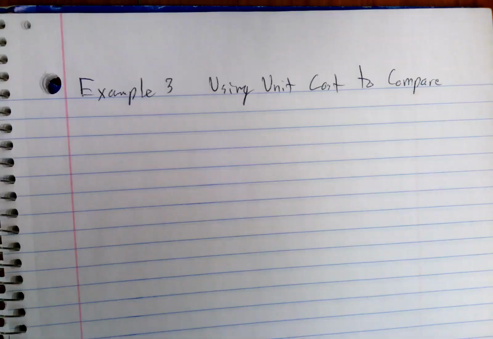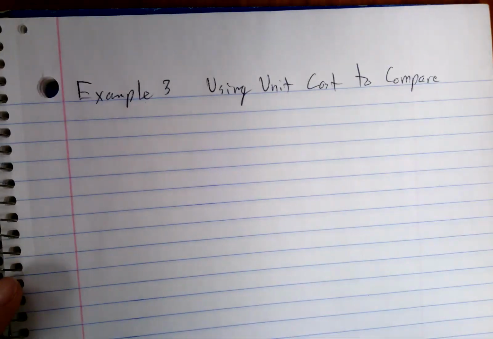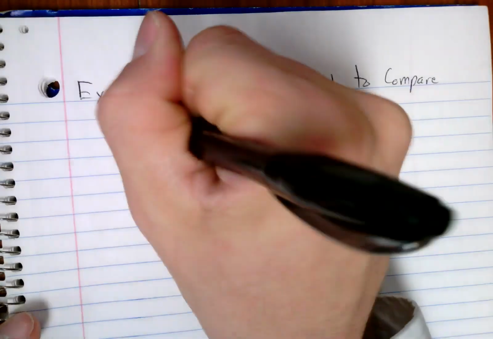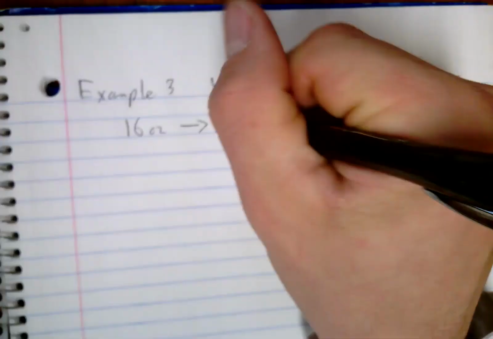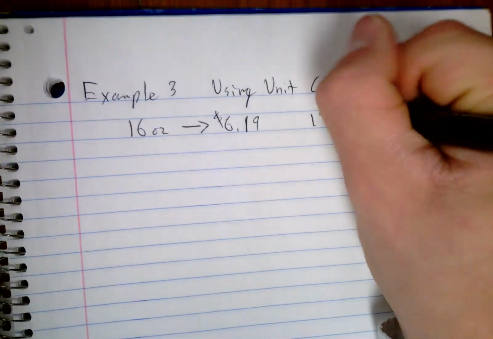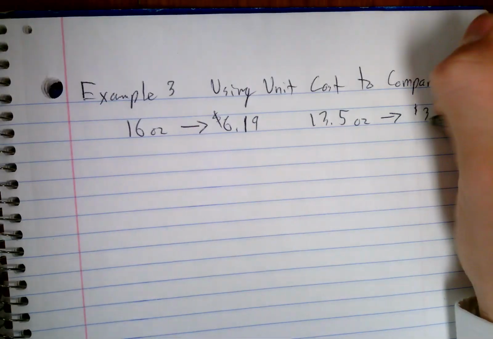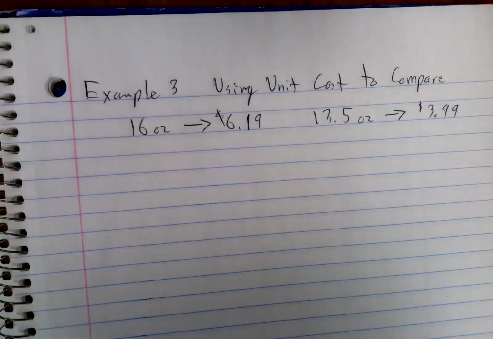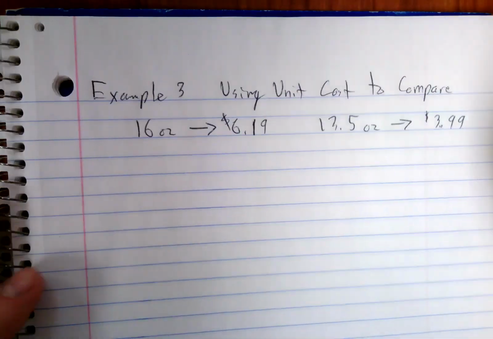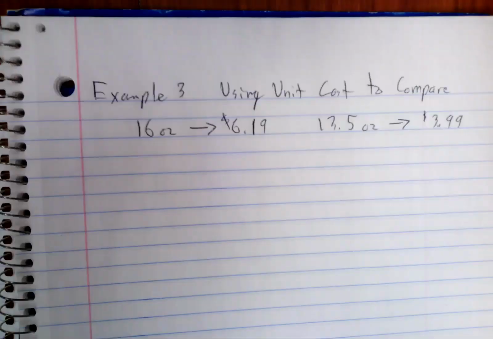Okay. So in this example, we're going to use 2 sizes of shampoo bottles that are shown. Okay. So we have a 16-ounce for $6.19, or we have a 13.5 ounce for $3.99. Okay. Which size is the better buy? Round to nearest cent. Okay. So we're going to divide the cost to find the unit cost of each size.